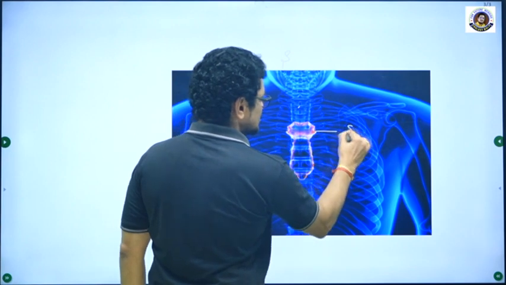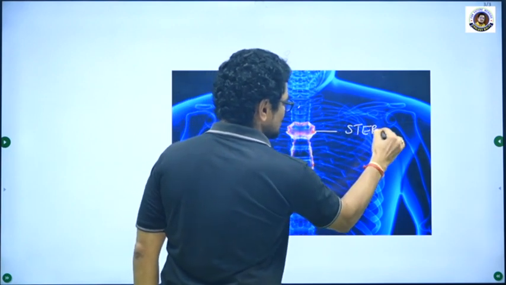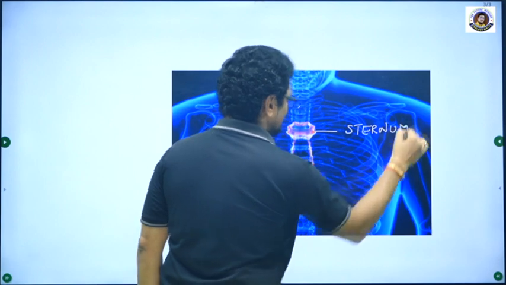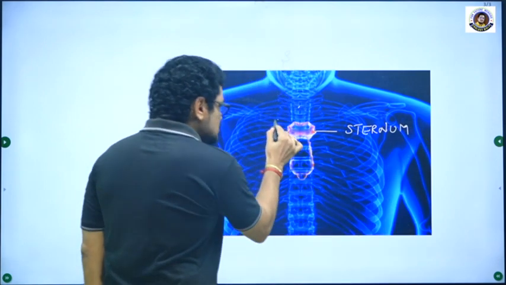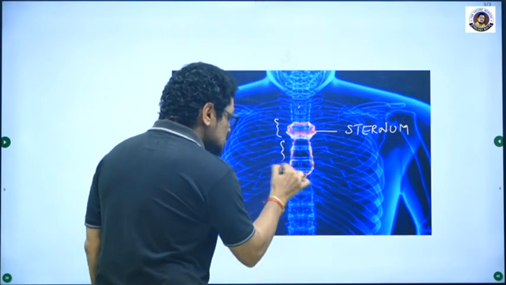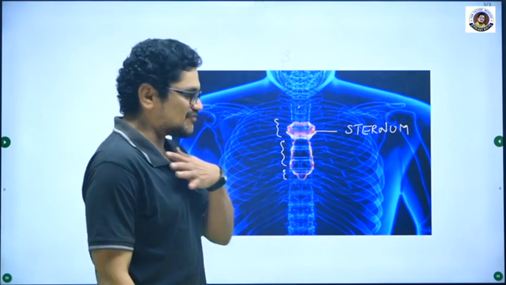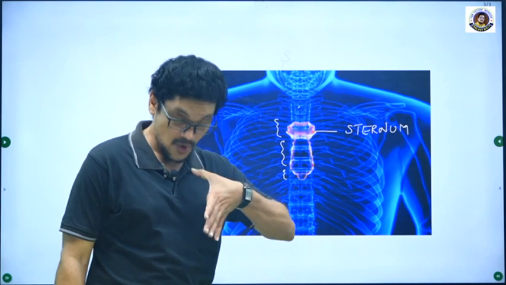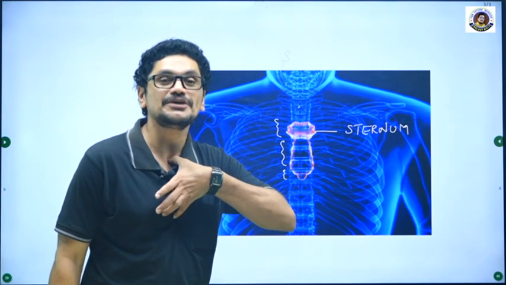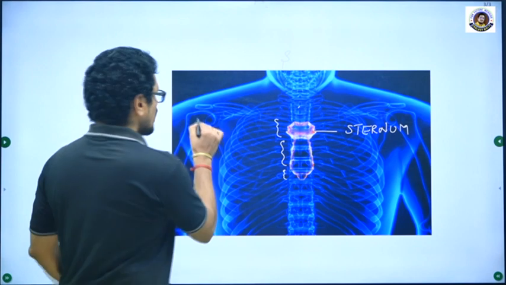There he is, sternum. Here it is clearly visible, isn't it? That's why I have taken light color. Sternum. And what is this one? And what is this one? I will tell you. It's a flat bone present on the ventral side. Sternum. This is called manubrium.